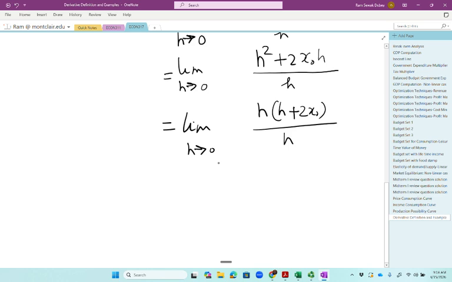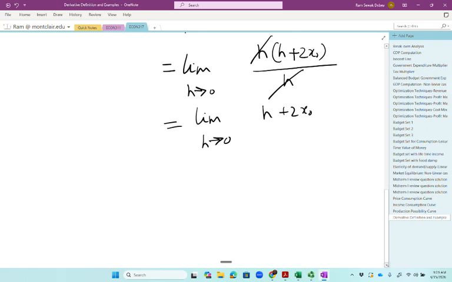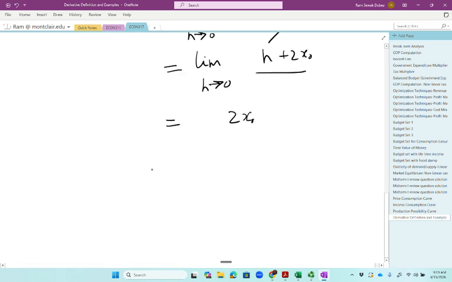Remember, here h is not 0, h is tending to 0. That's how we are able to define the quotient, because h is not 0. But then I can cancel out h from both numerator and denominator. What remains is limit h going to 0 of h plus 2x0. And now we can apply the limit. h is going to 0, so this whole expression becomes 2x0. In other words, I have obtained the derivative.